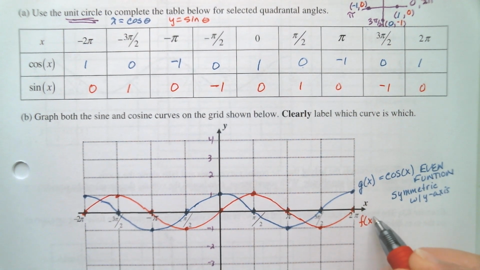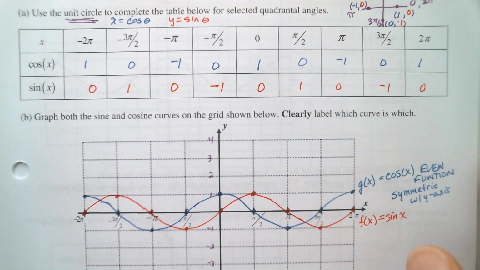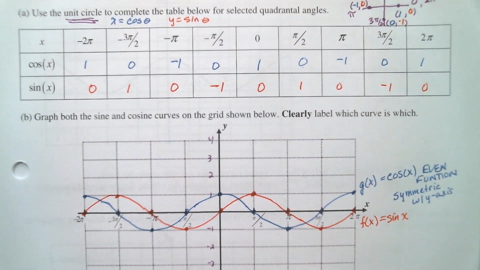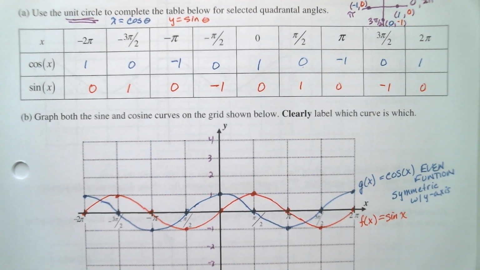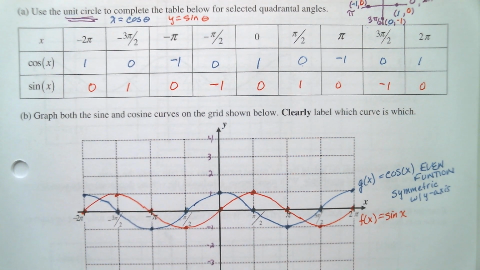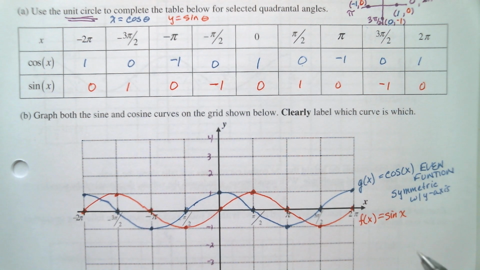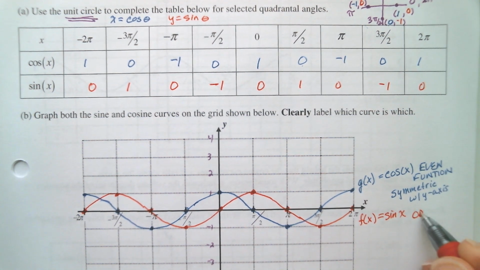Let's label this f of x equals sine x. And this has symmetry with the origin. Okay? It has symmetry with the origin. If we were to turn this 180 degrees, our red graph would be the same image as what we started with. So this is an odd function.